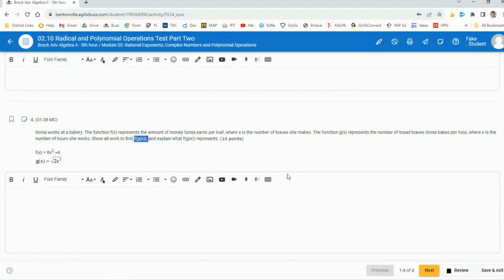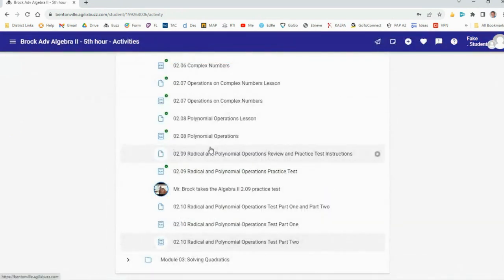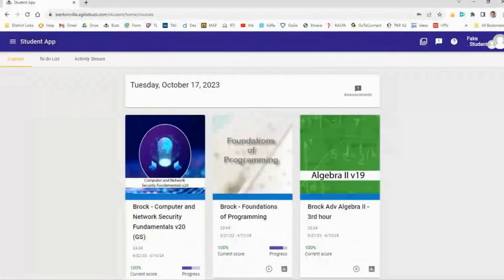Parts one and two of the test. It's not due till Sunday. So I know tomorrow you're busy with all the testing stuff. If you want to do this today, if you're ready. If not, wait till later in the week, but don't wait too long. Do it while it's still fresh in your mind.